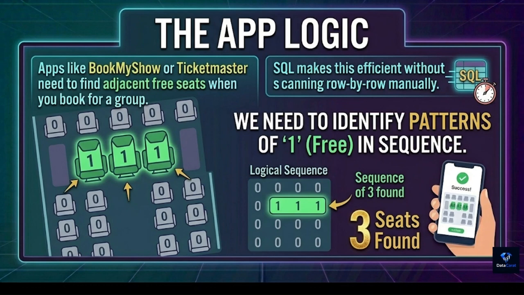Think about apps like Book My Show. When you choose two tickets, the app doesn't just show any two random free seats. It looks for neighbors. Our database represents this simply: when a seat is free, it is defined as 1, and when it is occupied, it is defined as 0. Our mission is to write a query that identifies these islands of ones that are at least 2 units long. Let's look at the data we are working with.